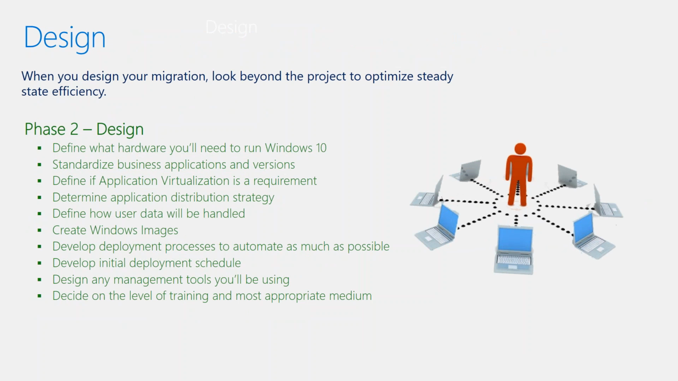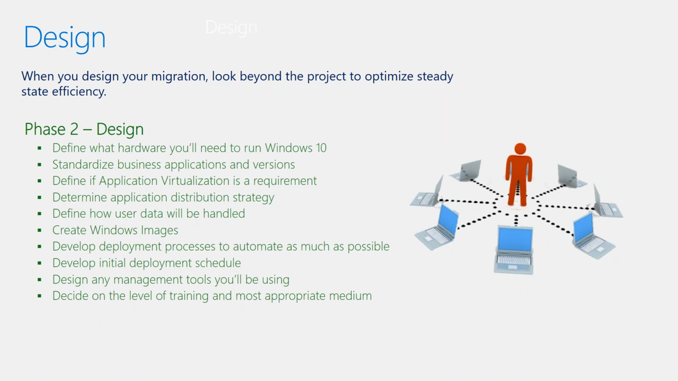So from a design perspective, obviously Chris had covered a lot of the design considerations earlier, but there are some other things that you just need to define. What hardware are you going to use? Are you going to use the same standards you had for Windows 7, or are you going to move up to newer, faster hardware? Standardize your business applications. We just talked about that. App virtualization: is that a piece of technology that you need as part of this? How will users' data be handled? If there's any local data, how are you going to handle that?